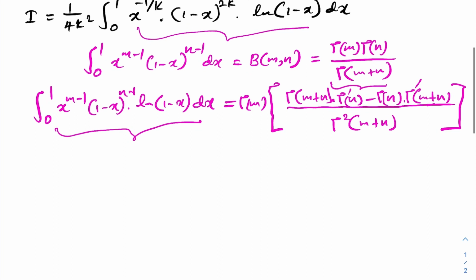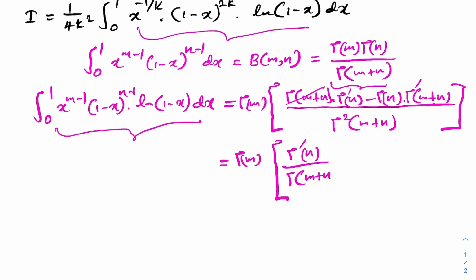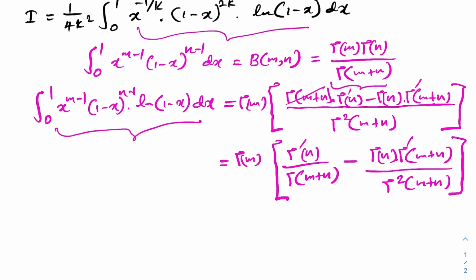So here we have gamma of m, then here if we divide by gamma square of m plus n, we know this gamma of m plus n gets cancelled, so we have gamma dash of n over gamma of m plus n minus, then here we have gamma of n, gamma dash of m plus n over gamma square of m plus n.